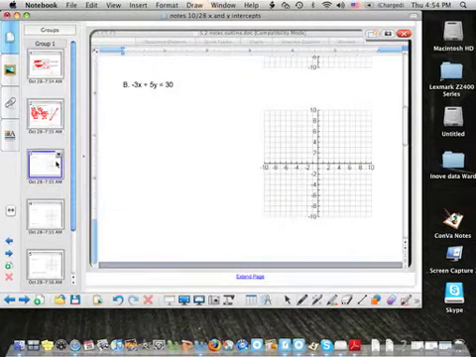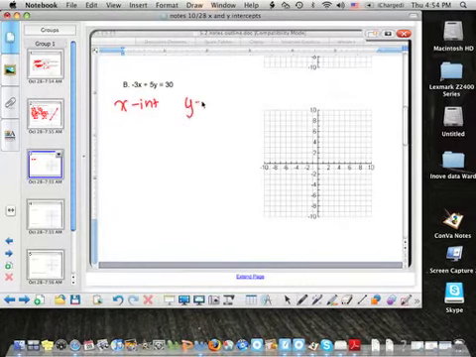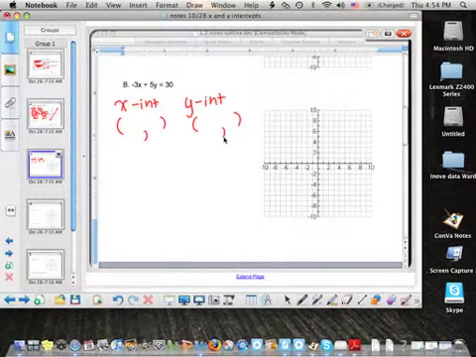All right, let's try another one. Same process. Going to find the x-intercept first, find my y-intercept second. I write my little skeleton step here where I fill in the numbers. I know my 0 goes there and there for the different intercepts. All right, let's start plugging it in.